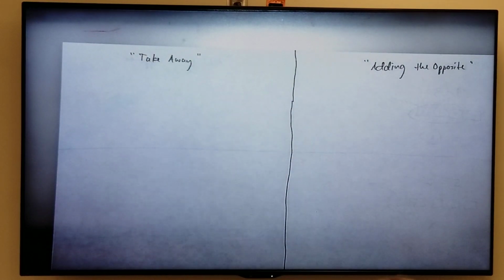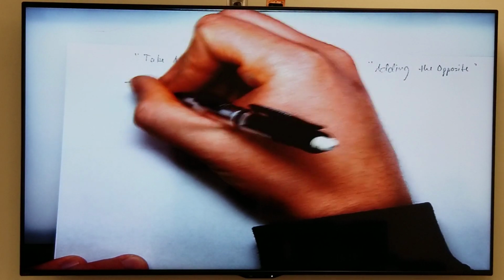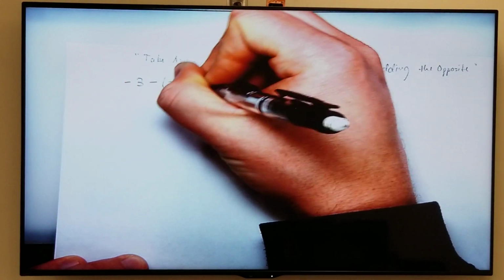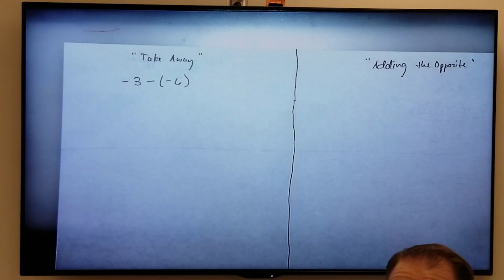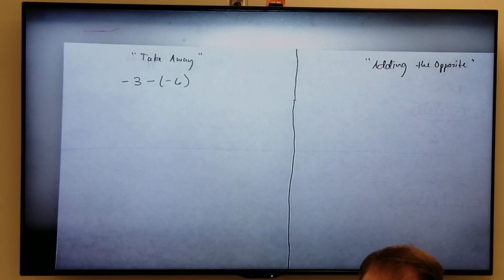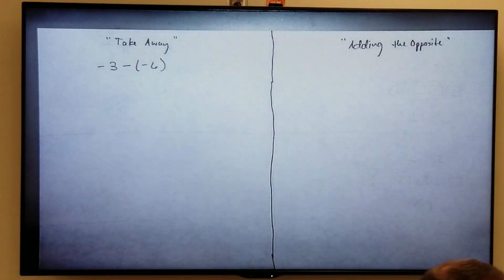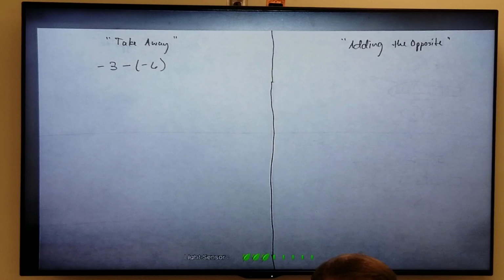Okay, so let's do negative 3 minus negative 6. So many negatives, right? But negative 3 minus negative 6. Give the video a pause. See if you can work this one out. Use the takeaway model. Okay. So here's my solution.